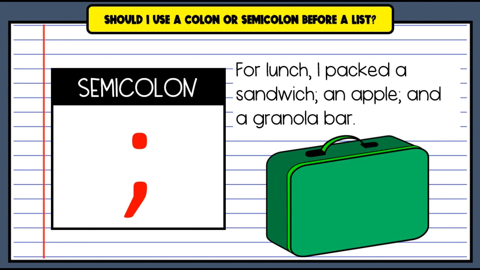Whereas in this instance, with a semicolon, you can use it in a list, but it does not come at the beginning. Let's have a look at the example. All right, so for lunch, comma, I packed a sandwich; an apple; and a granola bar. So if we do use semicolons in lists, it will only come after, not at the beginning of the list.